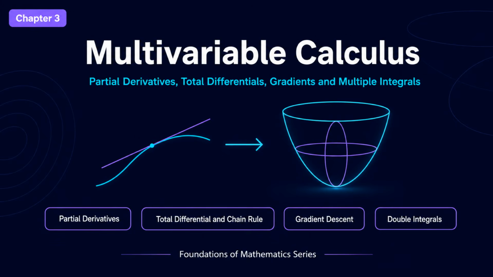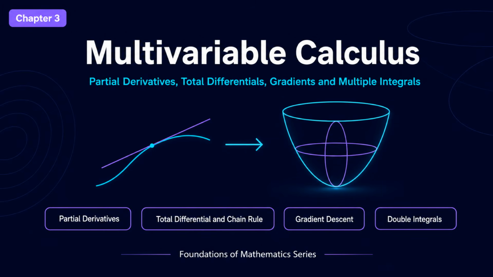Welcome to Chapter 3 of Calculus and Vector Analysis, Multivariable Calculus. So far, every function has taken one number in and given one number out, and its derivative has been a single slope. Real problems are rarely that obliging. A property depends on temperature and pressure and composition at once. A loss function depends on millions of parameters at once.